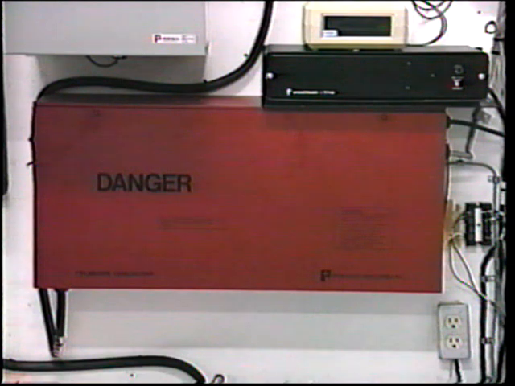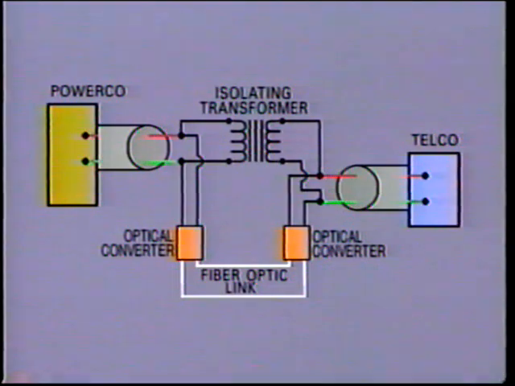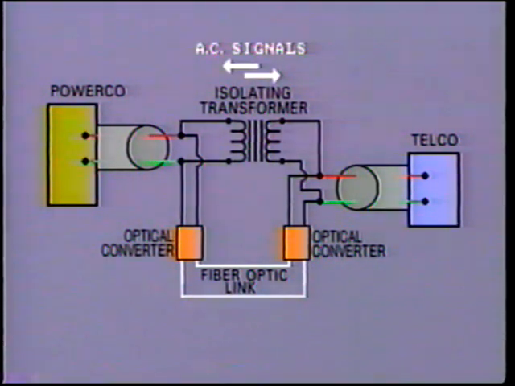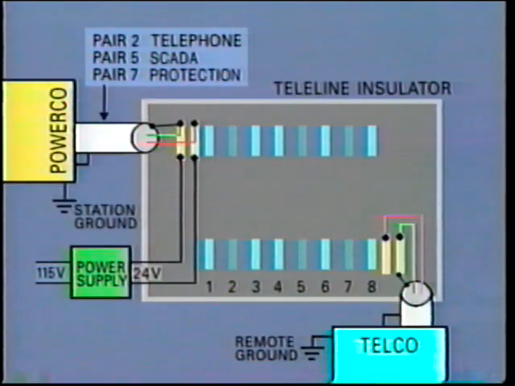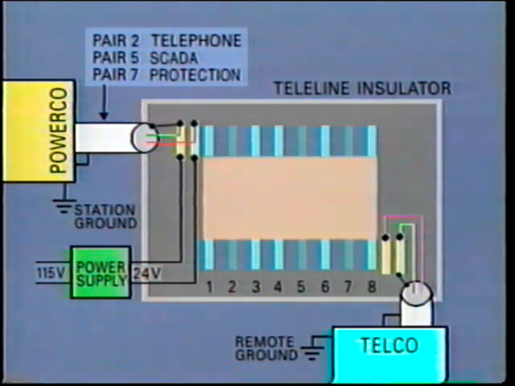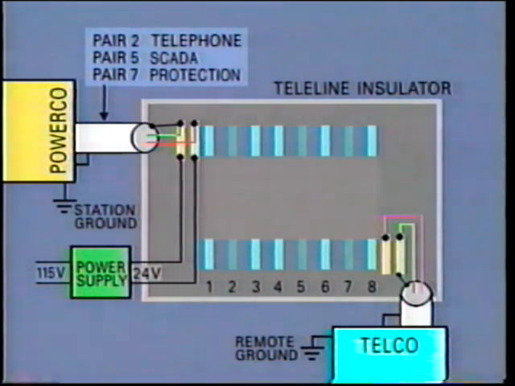Let's first take a look at the teleline isolator shown here. The principle is simple. For each channel, AC signals are passed through an isolating transformer, while DC is connected through an optical link. The cabinet is usually located at the high voltage interface. Inside the cabinet, the telephone cable pairs are brought along the bottom, and the station communications cable pairs are brought along the top. Between these two, there is an 8-inch air gap, which provides a high value of isolation.